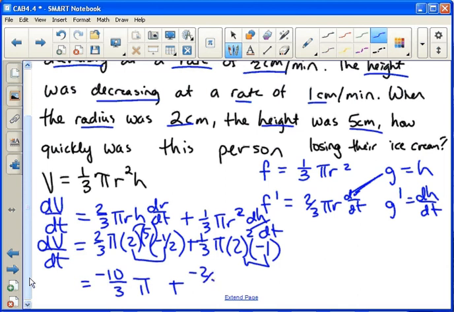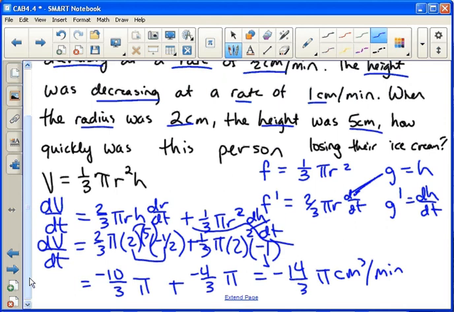Oh, wait, sorry, I said that wrong. There's a 2 squared right there. Sorry, I'm a little jumbled up there. 2 squared is 4 times negative 1 is negative 4 times 1/3 is negative 4/3 pi. And that's going to give us negative 14/3 pi, and that would be cubic centimeters per minute. That would be our rate of change for how quickly the ice cream was being lost.